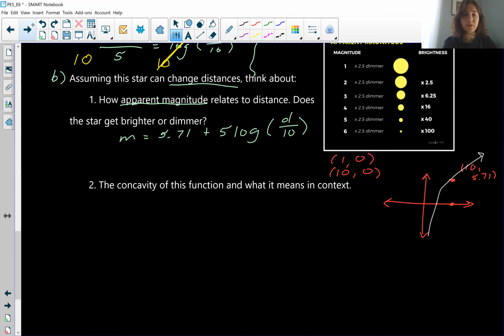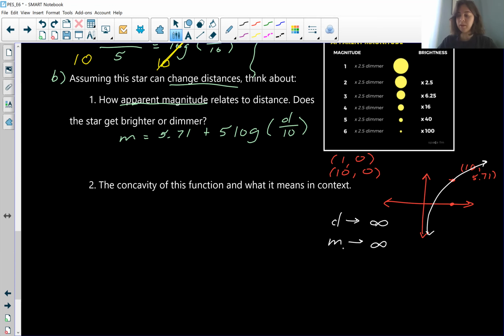But anyways, the question is asking how apparent magnitude relates to distance. And so we can see that we can use end behavior for this. As d is increasing, as it's going to infinity, our apparent magnitude is also doing that. It's a positive correlation.